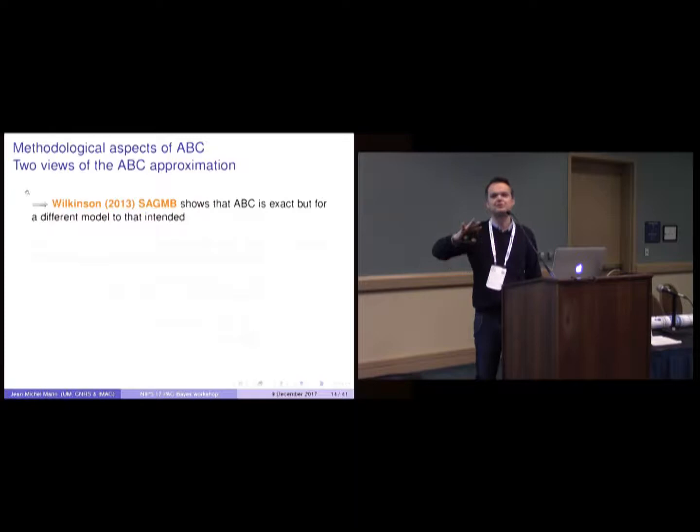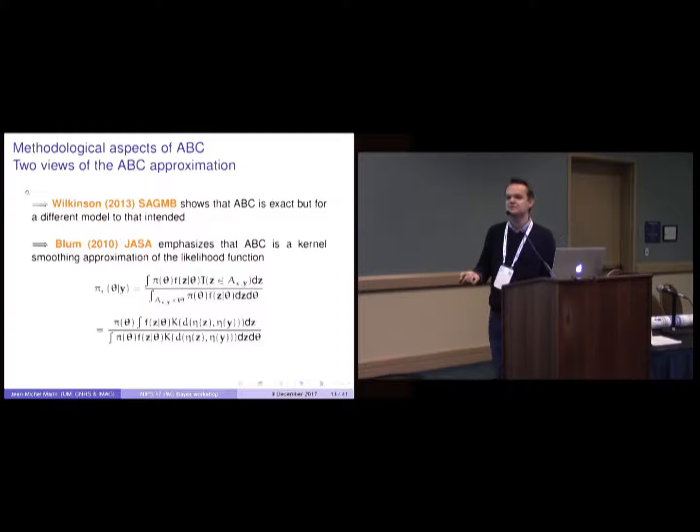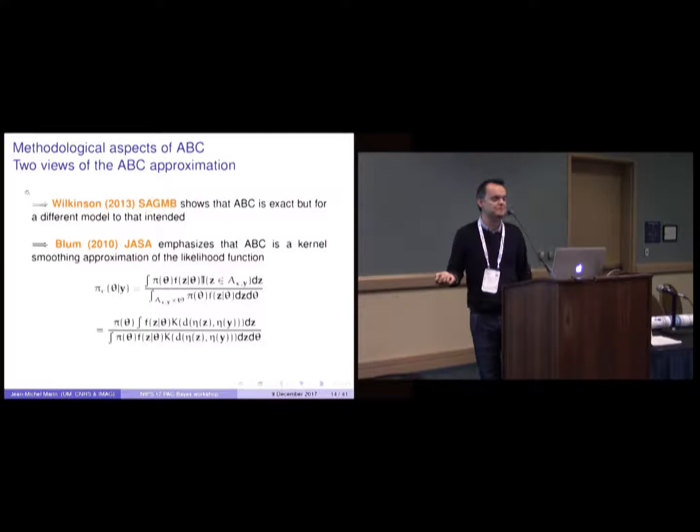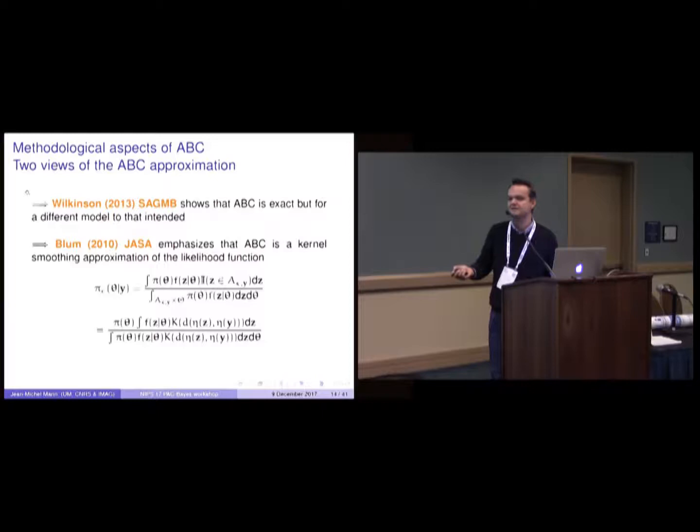First interpretation. The second one, which is due to Blum in a paper in JASA, implies that ABC is a kernel smoothing approximation of the likelihood function. Look, you have this here coming. This is the ABC target. This is a rectangular standard kernel, and you can modify this rectangular kernel by introducing another kernel with a window which can be called epsilon or some other.